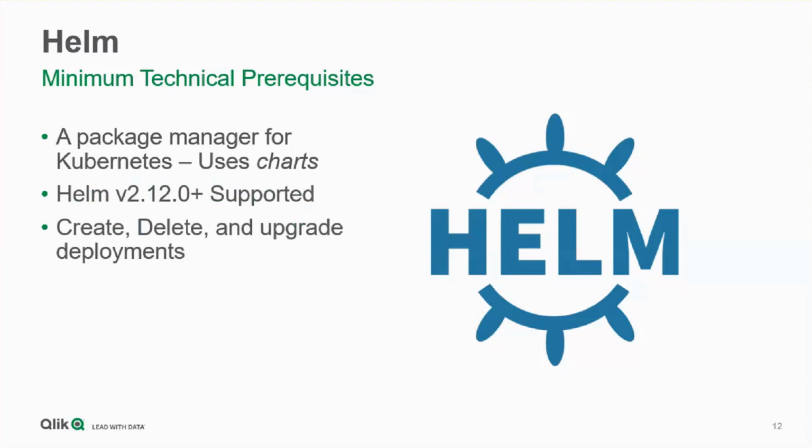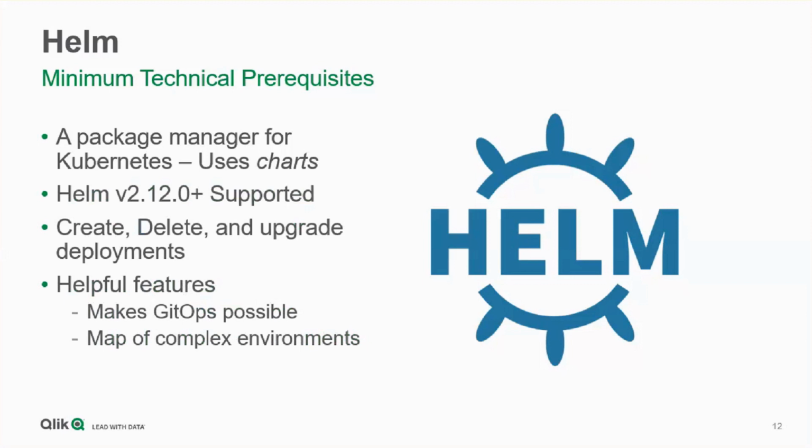So Helm is actually the way that Qlik Enterprise on Kubernetes is delivered to the Kubernetes environment. So there are some helpful features with this because it is declarative. It makes GitOps possible. So that means that you can have a single source of what your files ought to look like. Additionally, you can map complex environments this way. Because it's declarative, it means that you're going to have a single source of truth, and then it allows you to have same or similar configuration between environments.